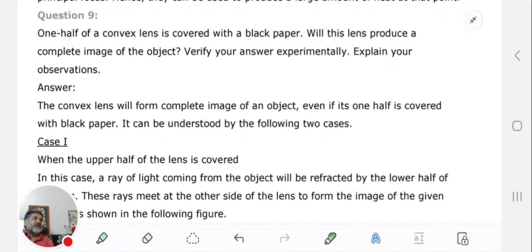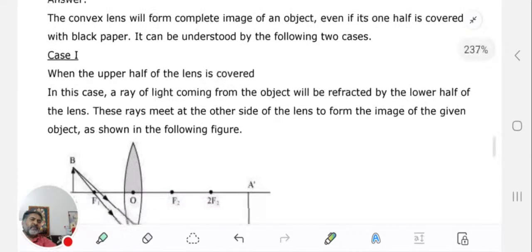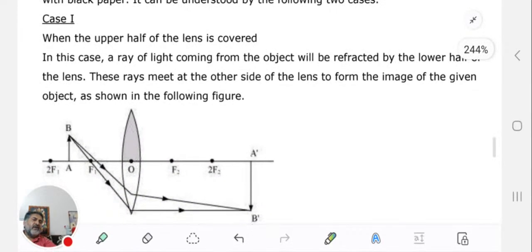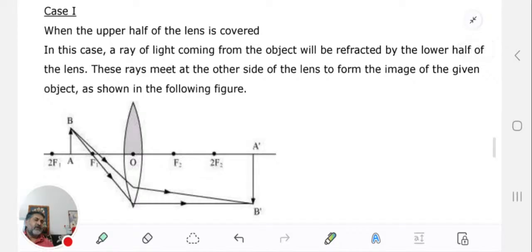તો આનો આન્સર છે the convex lens will form a complete image of an object even if one half is covered with black paper. It can be understood by the following two cases. Case 1. When the upper half of the lens is covered, a ray of light coming from the object will be refracted by the lower half of the lens. This ray meets at the other side of the lens to form the image of the given object as shown. એટલે આપણે અડધો ઢાંકી દઈશું તો આપણને ઇમેજ તો મળ્યો.